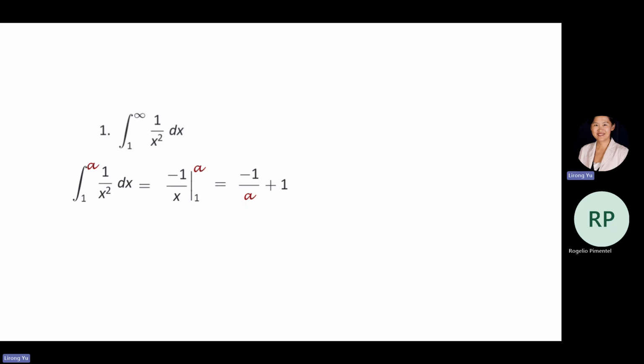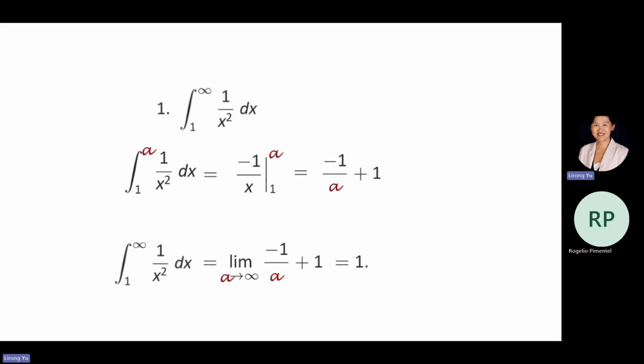So now we're going to look at the limit calculation. If you want to calculate the integration from 1 to infinity of the same function, compare these two calculations. Since we already have the answer on the interval 1 to a, all we have to do is make a go to infinity. So this integration equals the limit as a goes to infinity of -1 over a plus 1.